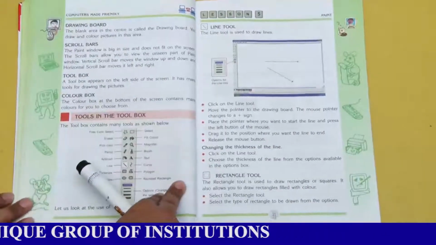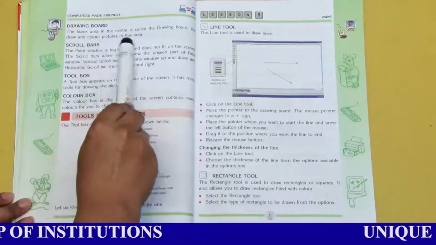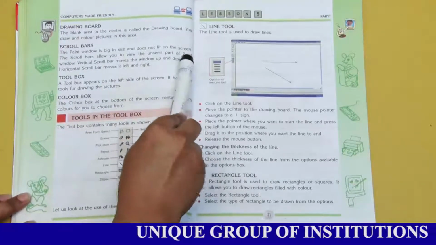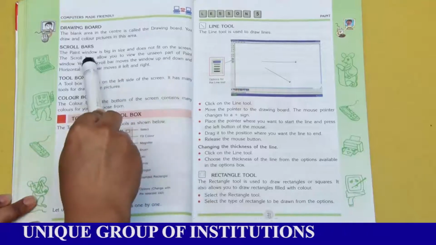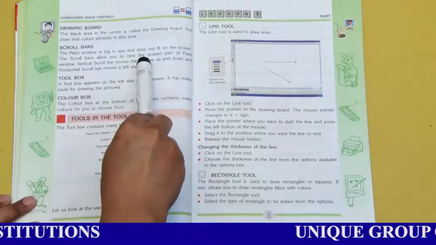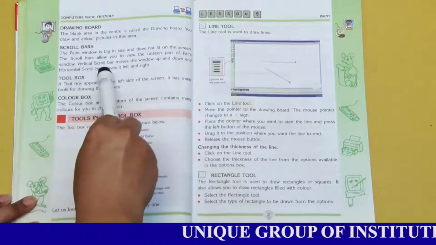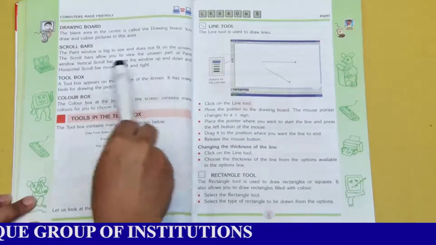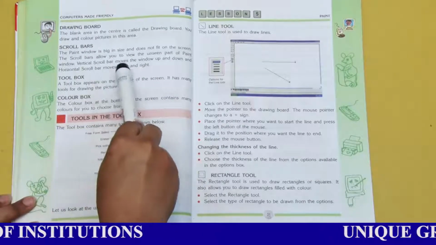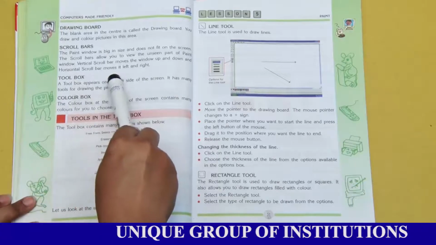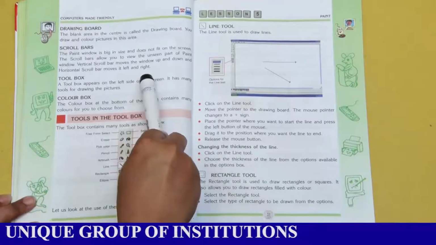Drawing board. The blank area in the center is called the drawing board. You can draw and color pictures in this area. Scroll bars. The paint window is big in size and does not fit on the screen. The scroll bar allows you to view the unseen part of the paint window. Vertical scroll bar moves the window up and down, and horizontal scroll bar moves it left and right.